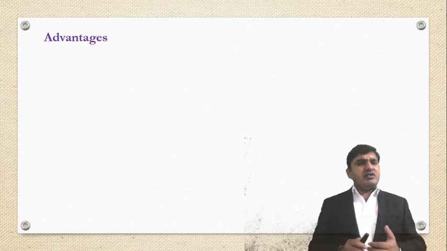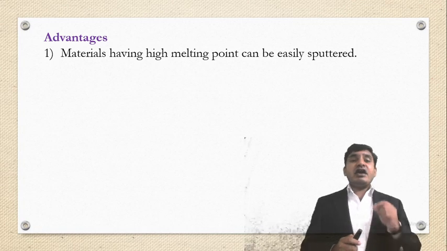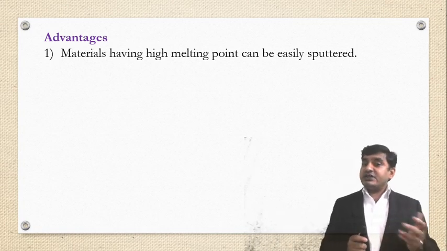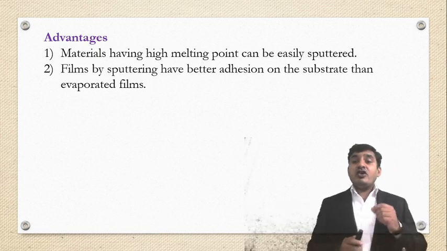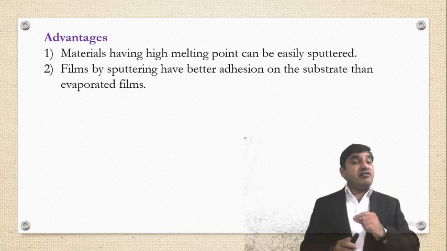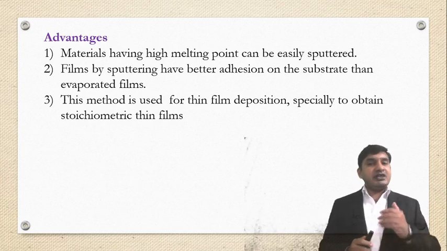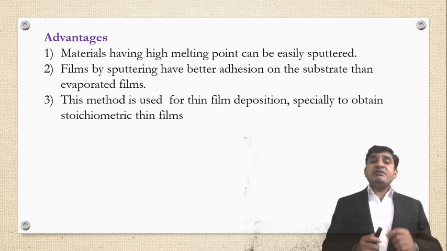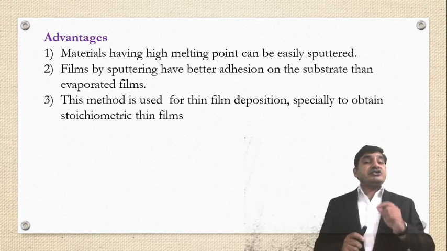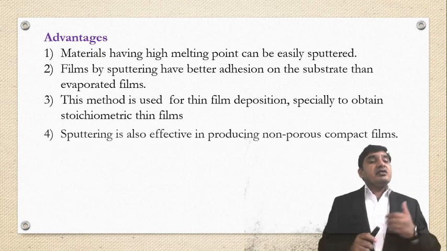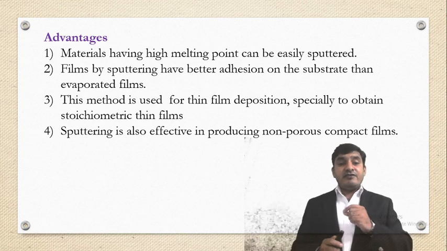Now we have to see the different advantages of this sputtering technique. Materials having a high melting point can be easily sputtered. Films by sputtering have better adhesion on the substrate than evaporated films. So there is very good adhesion of the material with the thin films. This method is used for thin film deposition, especially to obtain stoichiometric thin films. Sputtering is also effective to produce non-porous compact films.